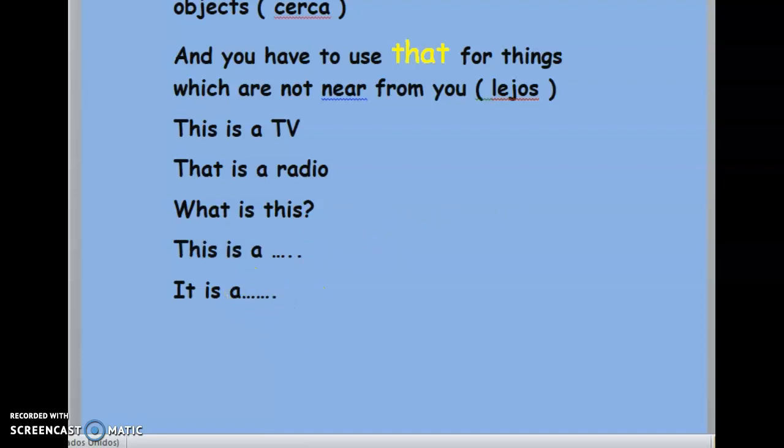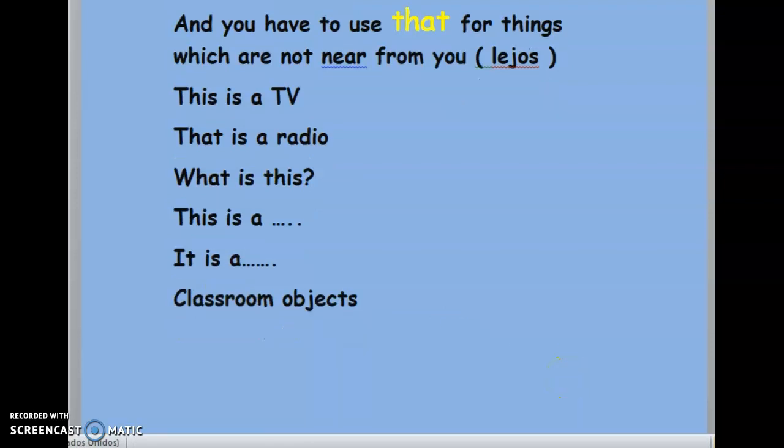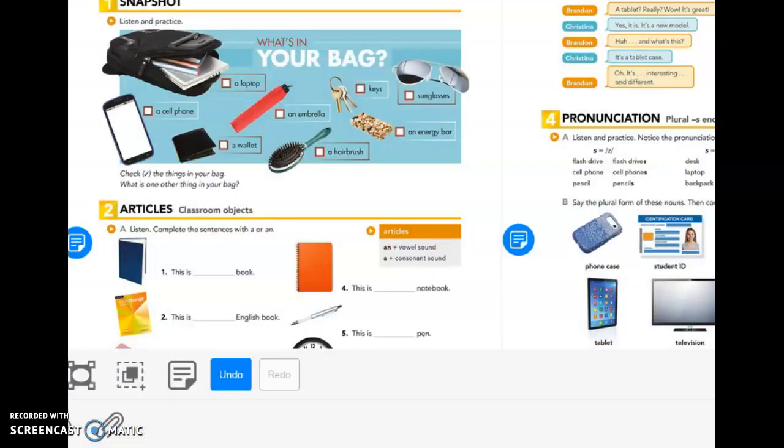Para ello también necesitamos classroom objects, ¿ok? Classroom object es un vocabulario que usted lo va a tener que investigar en internet, no es nada difícil. Classroom objects, sí, voy a mostrarles algunos que tengo ya listo aquí preparado en el libro, que podemos trabajarlos también. Miren, aquí los tenemos. Here you have some classroom objects, ¿ok?